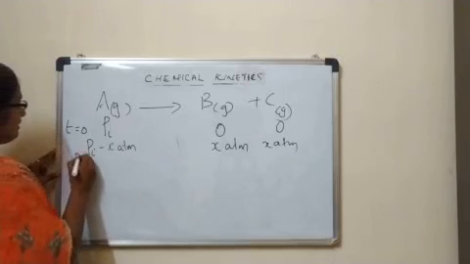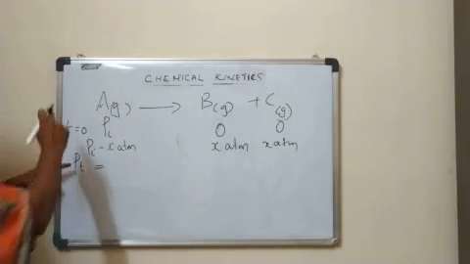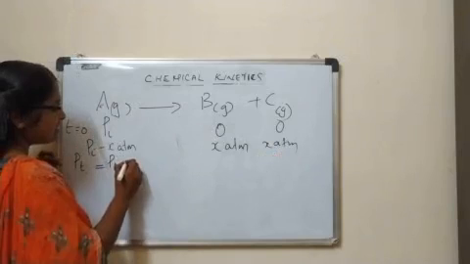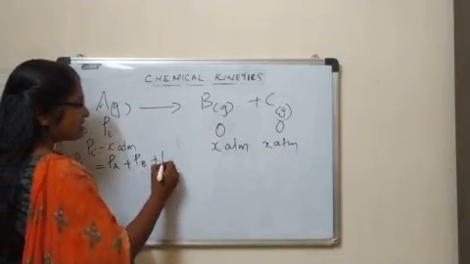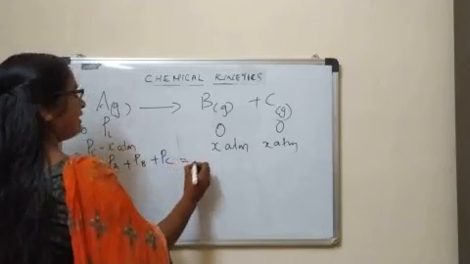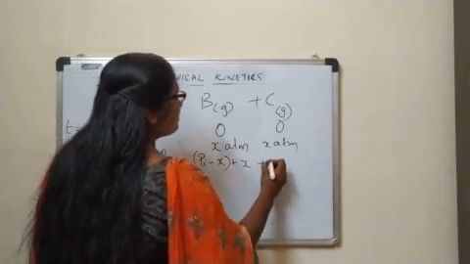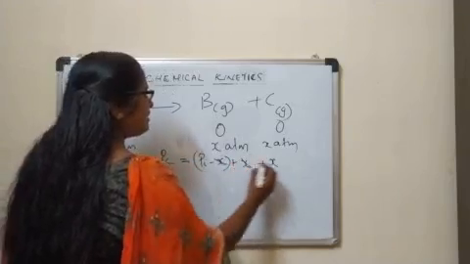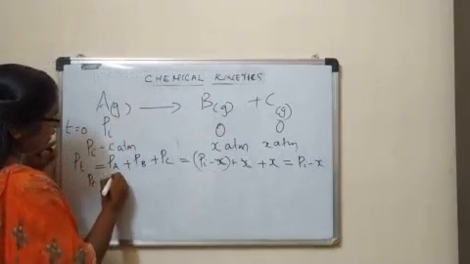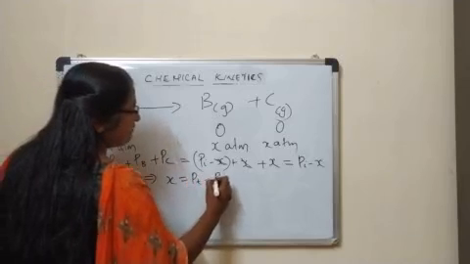Then the total pressure of the container in which A, B, C are enclosed at time T, let Pt be the total pressure at time T. It will be the sum of the partial pressure due to A plus the partial pressure due to B plus the partial pressure due to C. At time T, the partial pressure due to A is Pi minus X, and partial pressure due to B is X and partial pressure due to C is also X. So Pt is equal to Pi plus X, or we can say X is equal to Pt minus Pi.